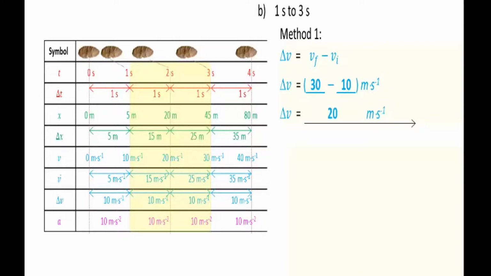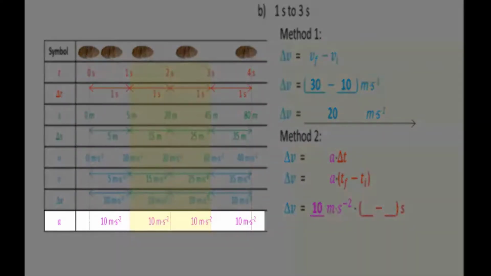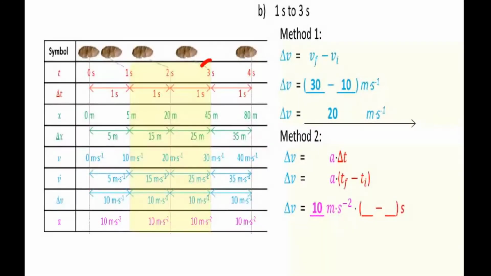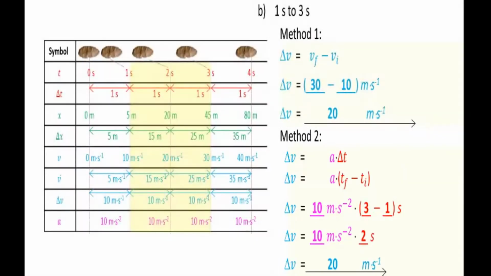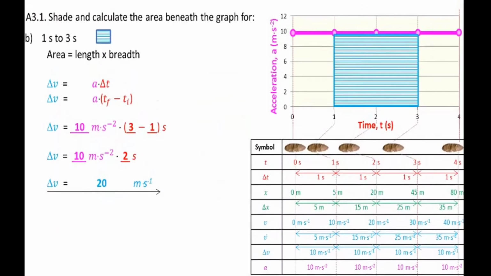Now let's use this equation, delta V equals A delta T. In other words, delta V equals A, T final minus T initial. Delta V is equal to, acceleration is 10 meters per second squared. The time interval is 3 minus 1 seconds, 2 seconds. 10 meters per second squared multiplied by 2 seconds is 20 meters per second change. So we see that we get the same answer using both of these methods, and it's the same answer that we got when we got the area underneath the graph.